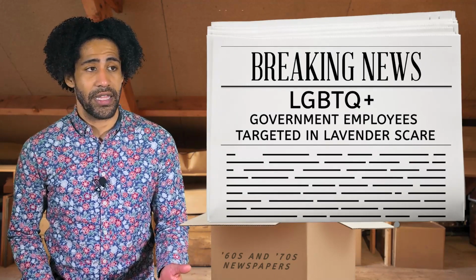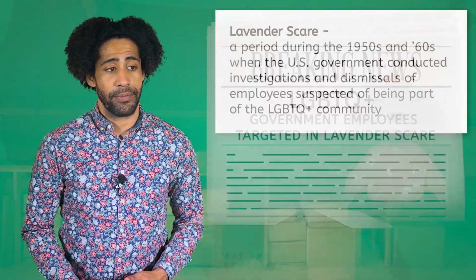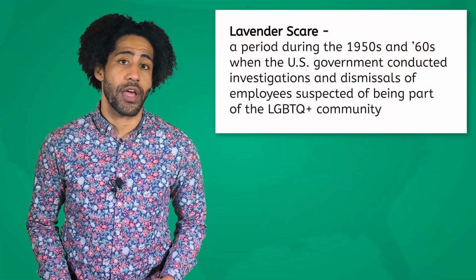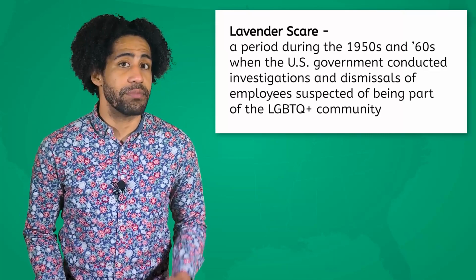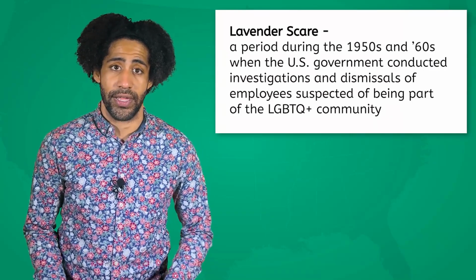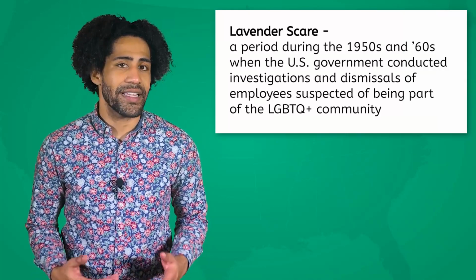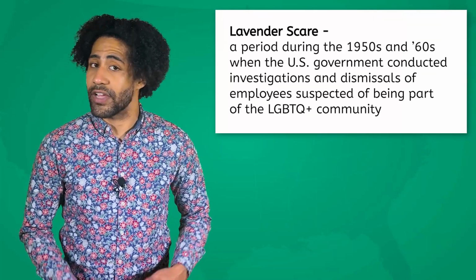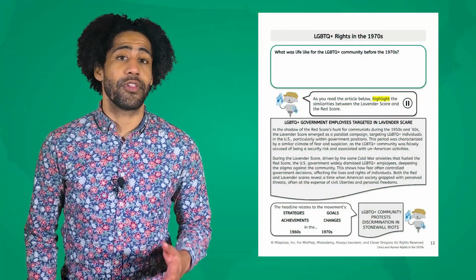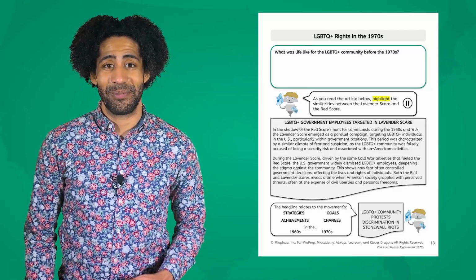Look at this headline. LGBTQ+ government employees targeted in Lavender Scare. The Lavender Scare was a period during the 1950s and 60s when the US government conducted investigations and dismissals of employees suspected of being part of the LGBTQ+ community. This reflected broader societal attitudes of the time and significantly affected the lives and careers of many individuals. Pause here to take a closer look at the Lavender Scare and its connections to the Red Scare in your PDF.